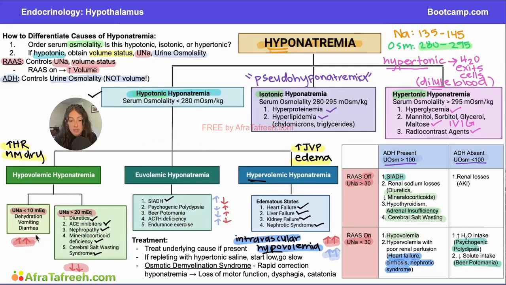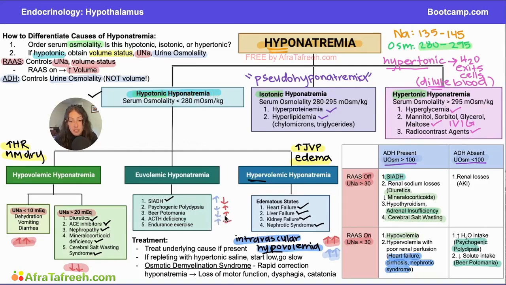Because if the RAAS is on, it's usually dehydration, vomiting, diarrhea. If the RAAS is off, then it's usually something disrupting the RAAS system inappropriately, one of these suspects here. Euvolemic hyponatremia, you should again be looking at what's going on with RAAS and ADH. If ADH is elevated but RAAS is low, it might be SIADH or ACTH deficiency. You can kind of differentiate between those given the history.